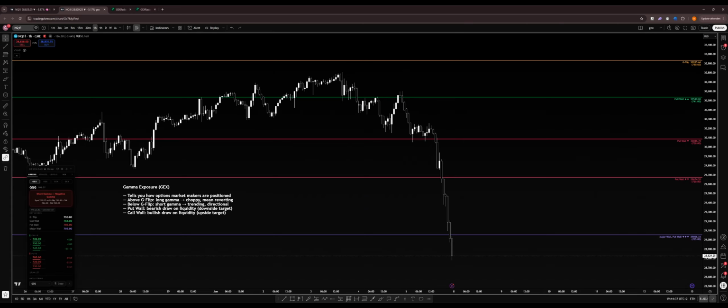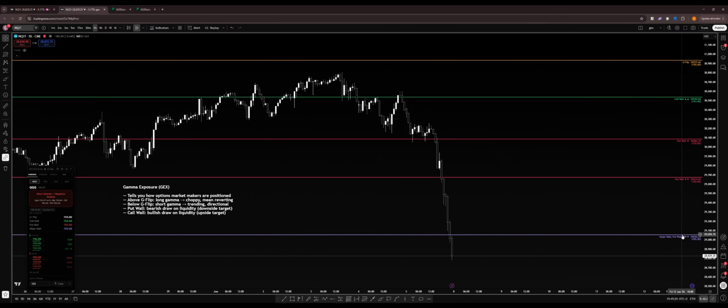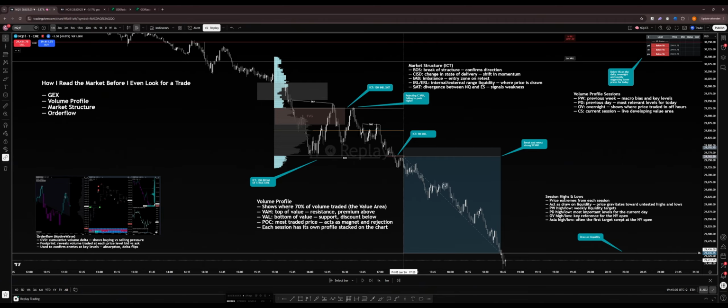I'm not looking for longs today, so on the volume profile, price is sitting below the value area on all the sessions, and we are already in discount and breaking down. That confirms GEX bias. Drawn liquidity is the previous daily low at 29445. That's my target for the day, and we also had a major put wall here. So that was also a strong target.